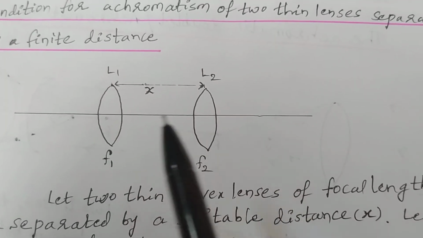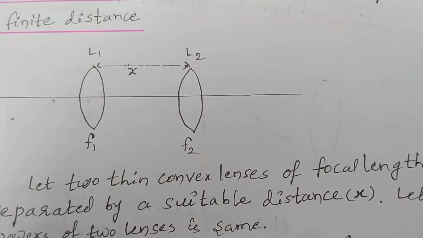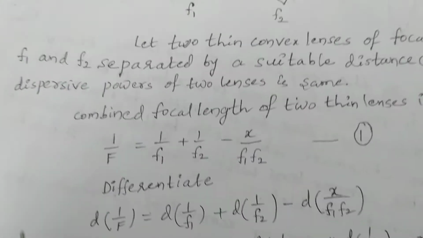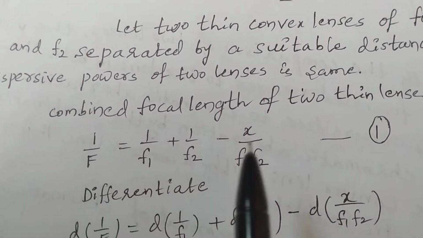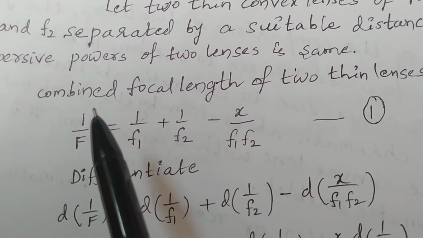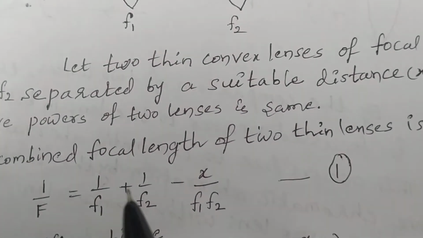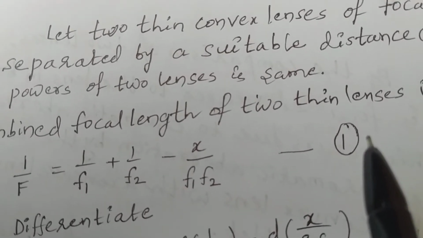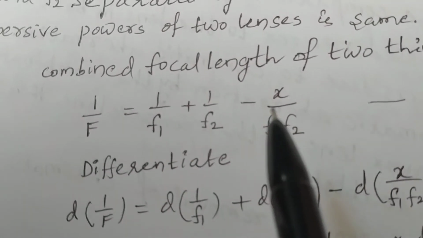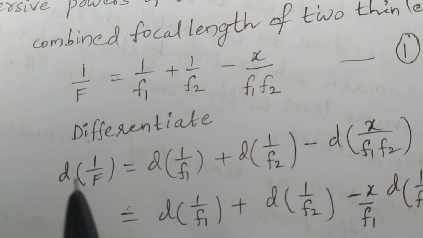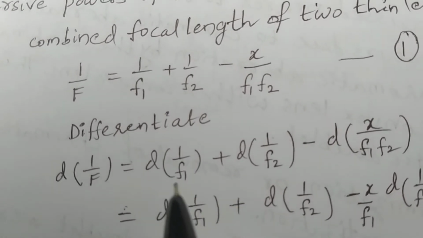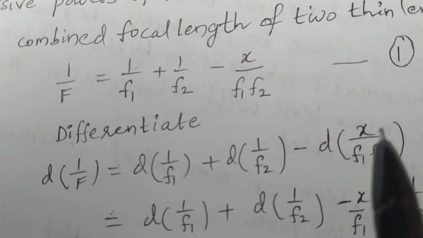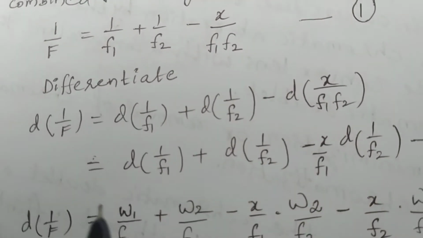The dispersive powers of the two lenses are the same because they are made of the same material. The combined focal length of the two thin lenses is given by 1/f = 1/f1 + 1/f2 - x/(f1 f2), that is equation 1. Now differentiating equation 1, d(1/f) = d(1/f1) + d(1/f2) - d(x/(f1 f2)).